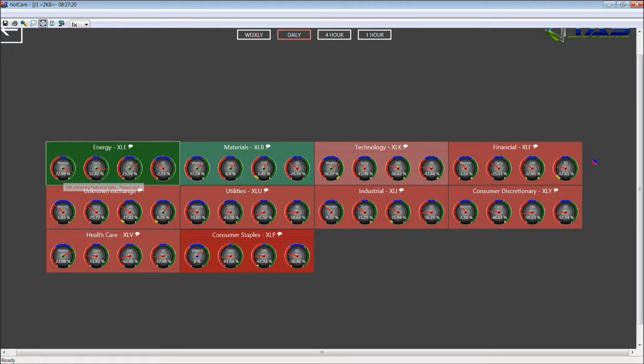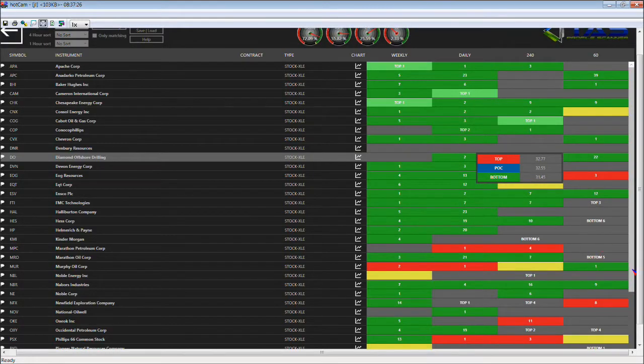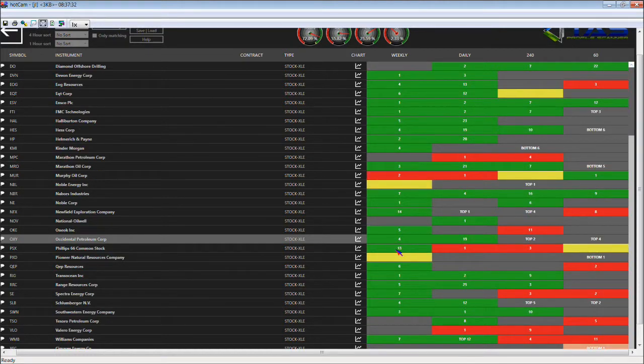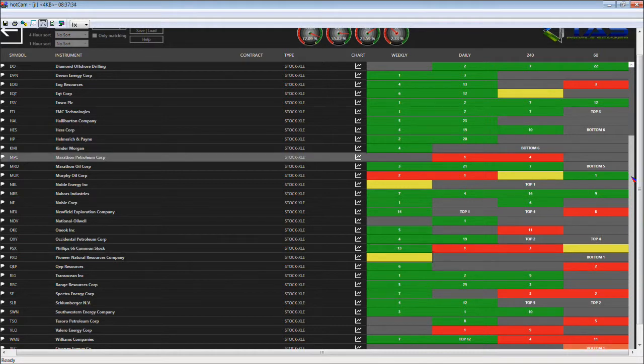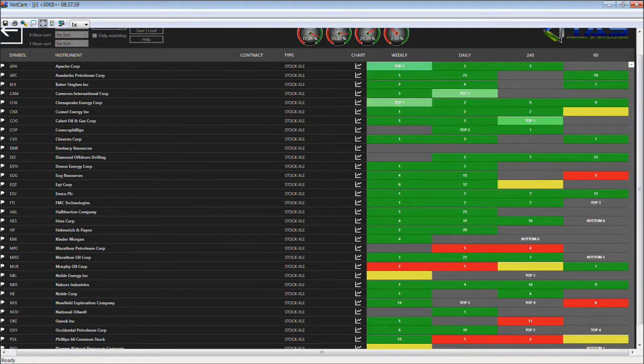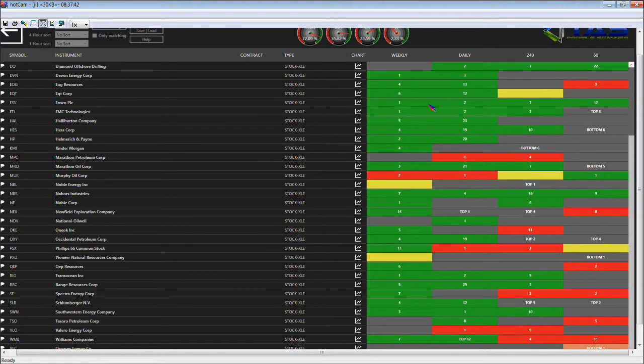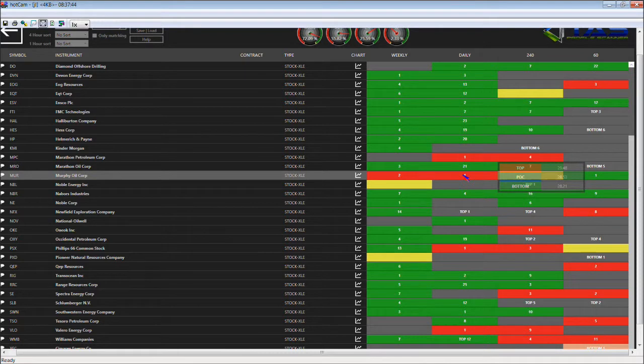So as we look at the XLE, drill down to the components, we can actually start looking at Murphy Oil, a laggard relative to profiles. In fact, I've got just 1, 2, 3, 4. There are 4 stocks in the XLE basket that are trading below profiles on the daily.